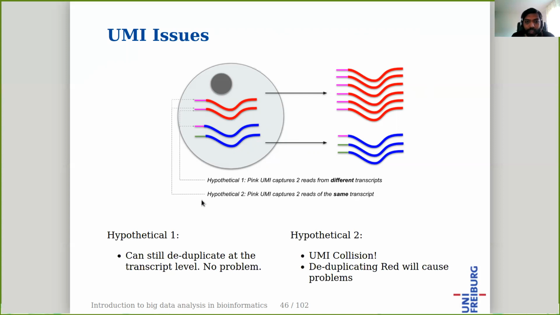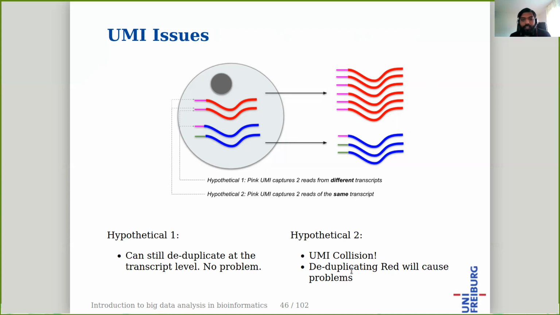But the hypothetical example 2 here is a problem, where the pink UMI is attached to 2 different unique red transcripts. In this case, it's hard to distinguish after sequencing which read is from which red transcript. We call this a UMI collision, and deduplicating red will cause problems. There's no way to deduplicate them.